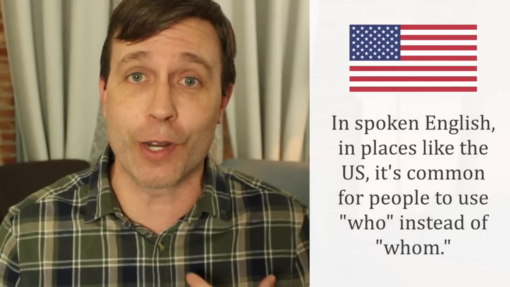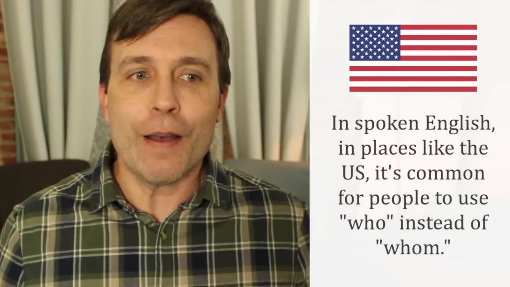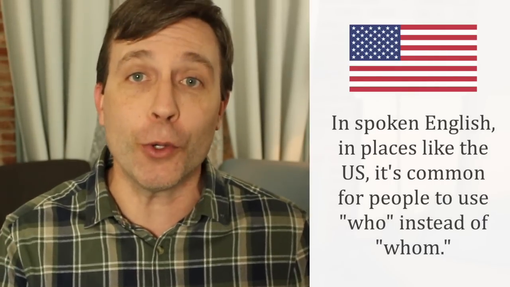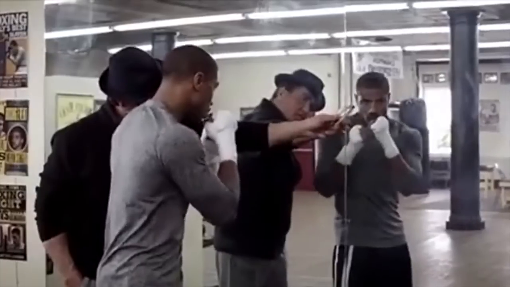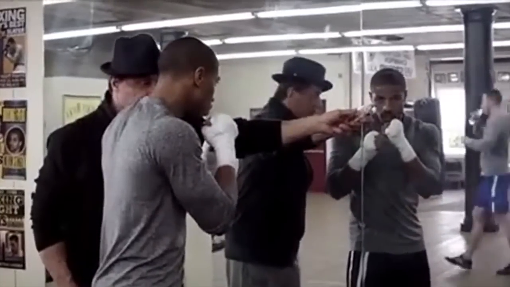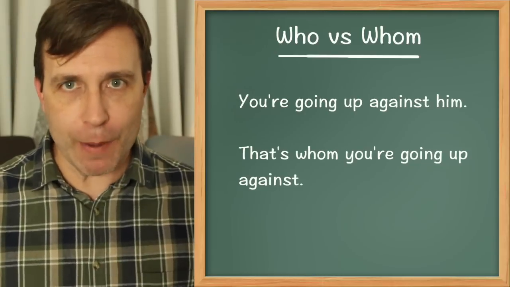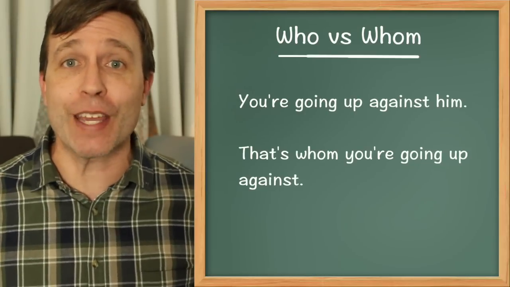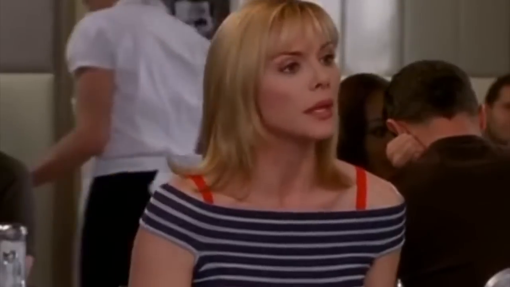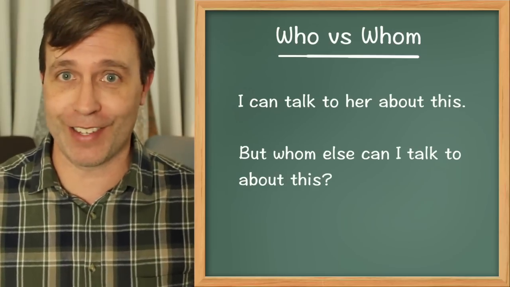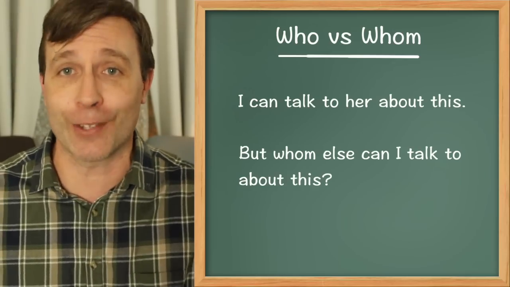Another reason why this can be tricky is because in spoken English, especially in places like the United States, which is where I am from, people will often use who instead of whom. Every time you get into the ring, that's who you're going against. You're going up against him, the object. So it really should be, that's whom you're going up against. Oh, I'm sorry, but who else can I talk to about this? I can talk to her about this. So it really should be, but whom else can I talk to about this?